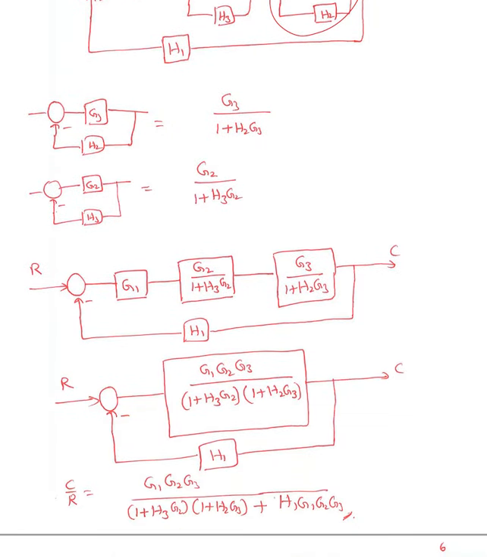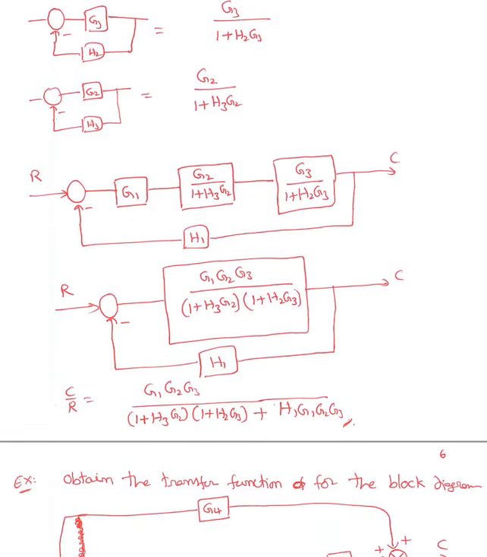Now, these three are in series, so we can multiply those three. That's what I did: Z1 times Z2 times Z3 over (1 plus H3 Z2) times (1 plus H2 Z3). Now there is one more, a big feedback loop. If I take this as X, then C over R equals X over 1 plus H1 times X. If you substitute the X value, we end up with C over R equal to Z1 Z2 Z3 over (1 plus H3 Z2)(1 plus H2 Z3) plus H1 Z1 Z2 Z3. That's the transfer function.